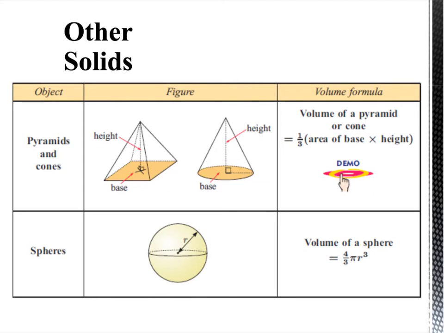Other solids like pyramids and cones, it's going to be 1/3 the area of the base times the height or the length. And remember, the height must be perpendicular to the base. This is not our height, that is our slant height. When we're talking about the height here, we're talking about this height that goes perpendicular to our base. And then the volume of a sphere is 4/3 pi r cubed.